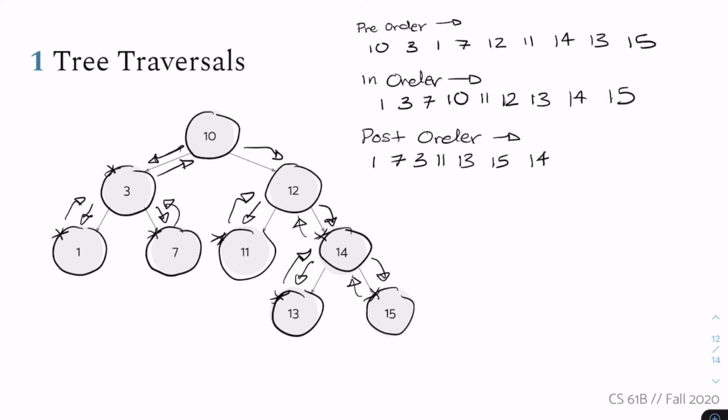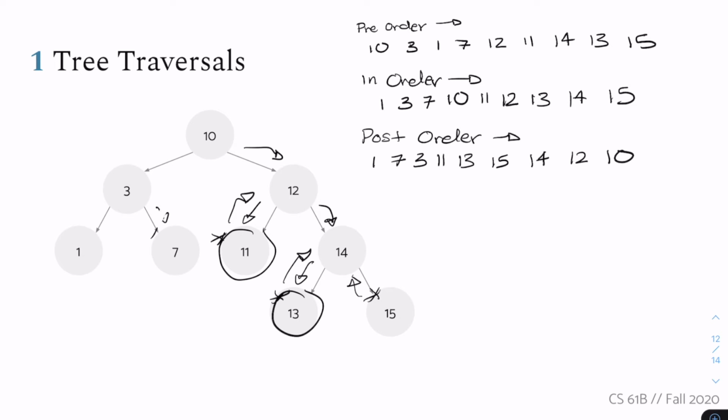Back up to 12, finally all of 12's children have been visited. And finally back to 10, because all of 10's children have been visited. And lastly, we're going to do just a breadth first search traversal. So again, that is row by row going from left to right.